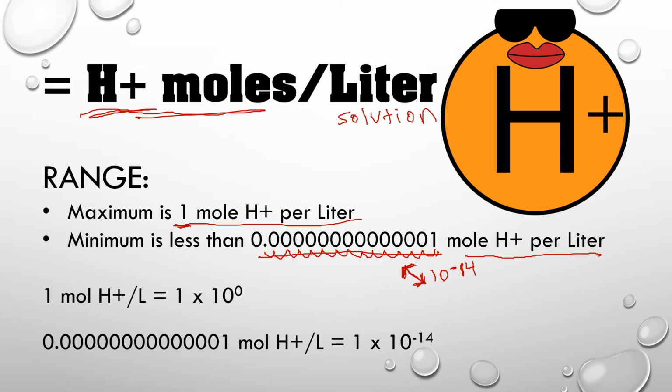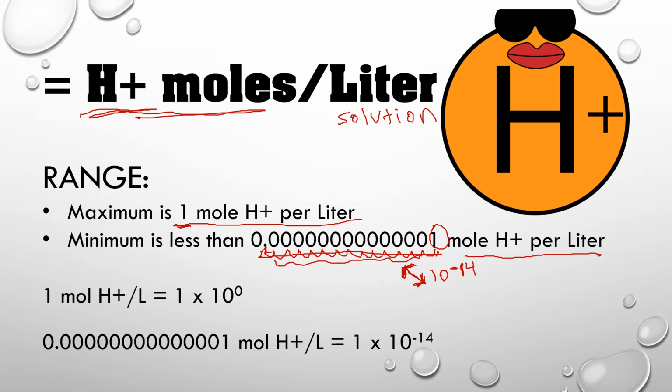Now the negative 14, remember, doesn't mean that there's a negative amount of hydrogen ions. The negative 14 just means that it's 14 zeros away from the decimal point amount of moles. So that's just a teeny, teeny, tiny amount.